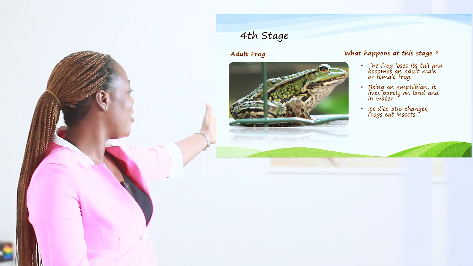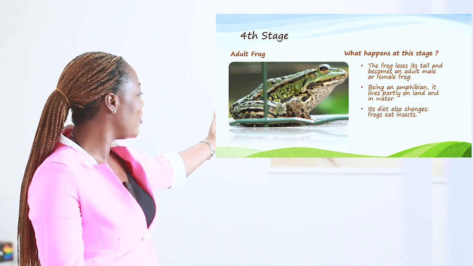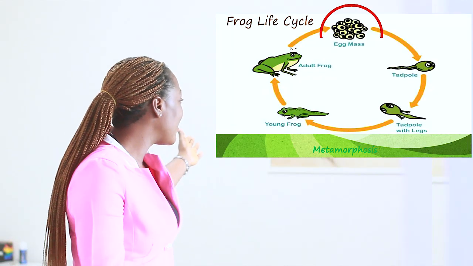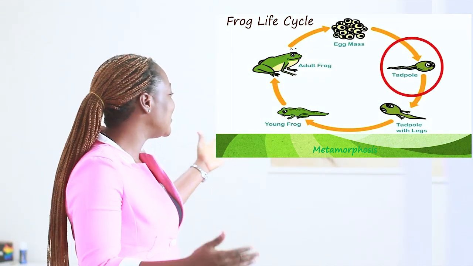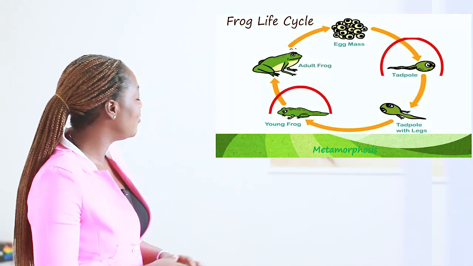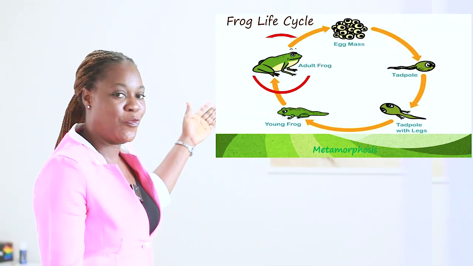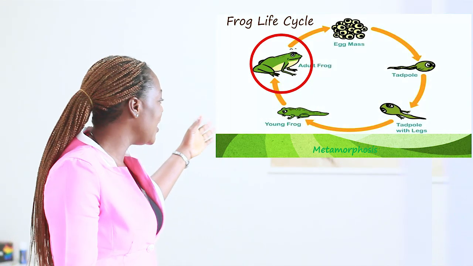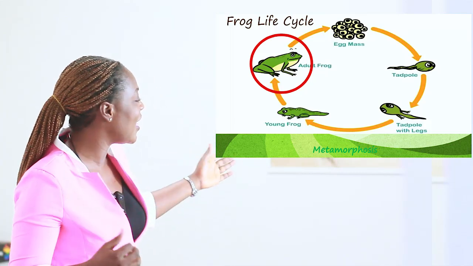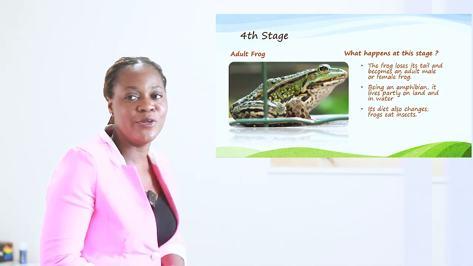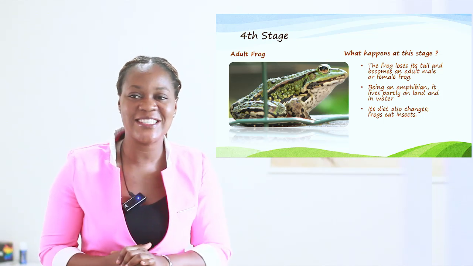So the fourth stage of this frog life cycle is the final stage, which is called adult frog. Look at the diagram. Can you see the picture? The first stage was egg. The second one, tadpole. The third one, froglet, and the fourth one is adult frog. Can you see the image is different from froglet, and froglet image is different from tadpole? Good of you.